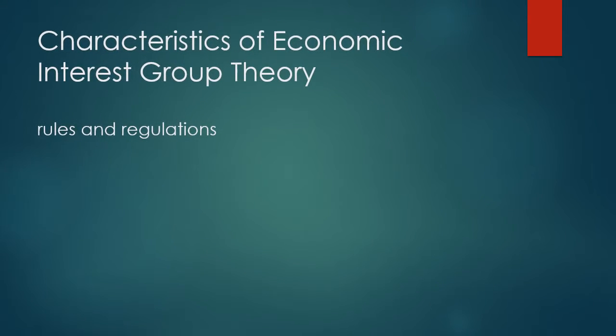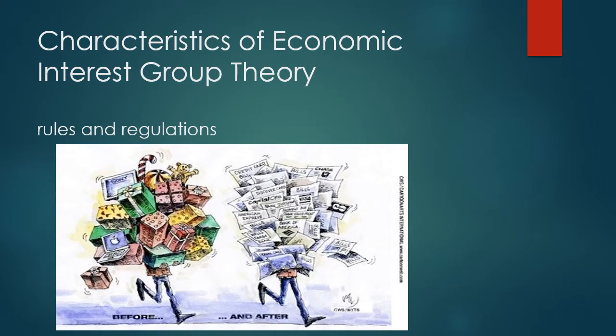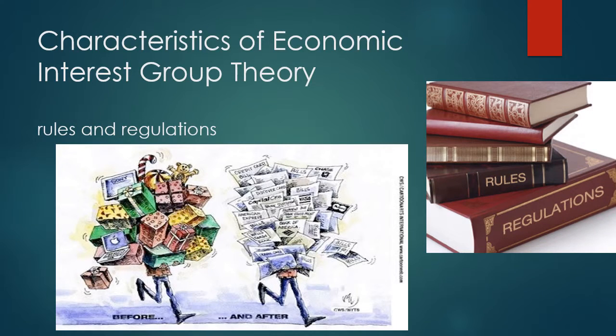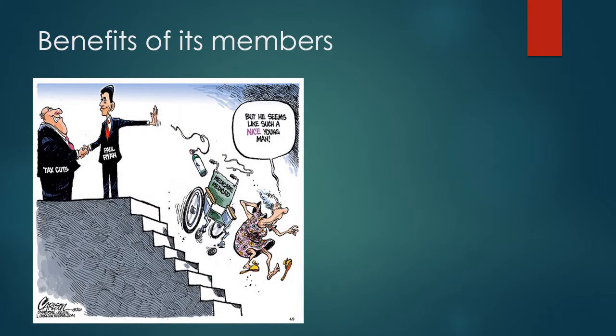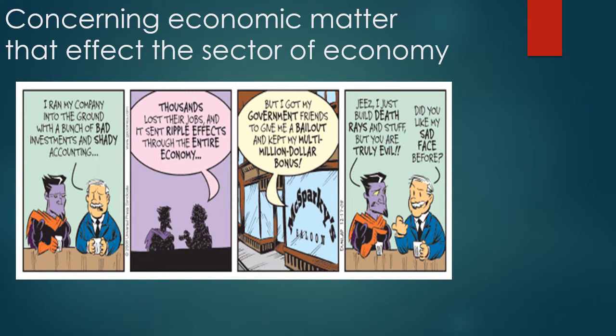Now, we'll look at the characteristics of economic interest group theory. The theory suggests that it is the industry which designs the regulations to be adopted in the market. The industry sets the regulation for the benefits of its members. It also operates the regulations and no external mechanism is involved. The government allows the stakeholder in the industry to participate in the decision making concerning economic matters that affect the sectors.